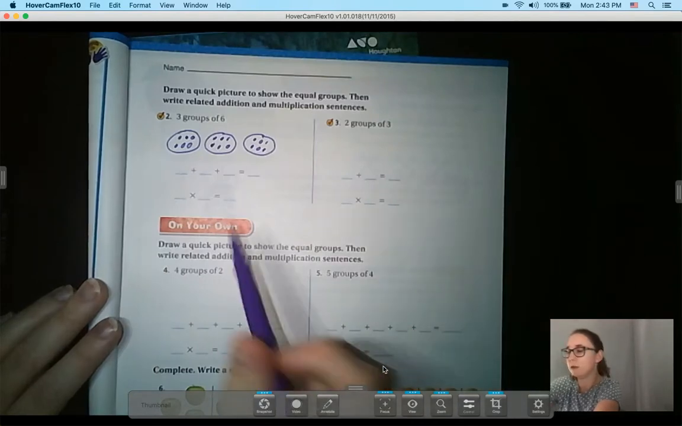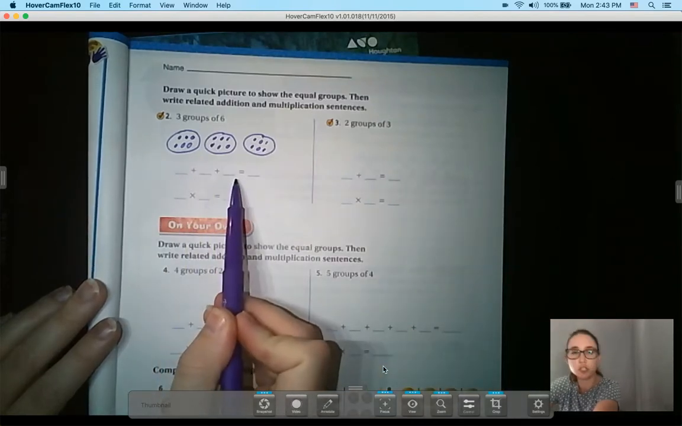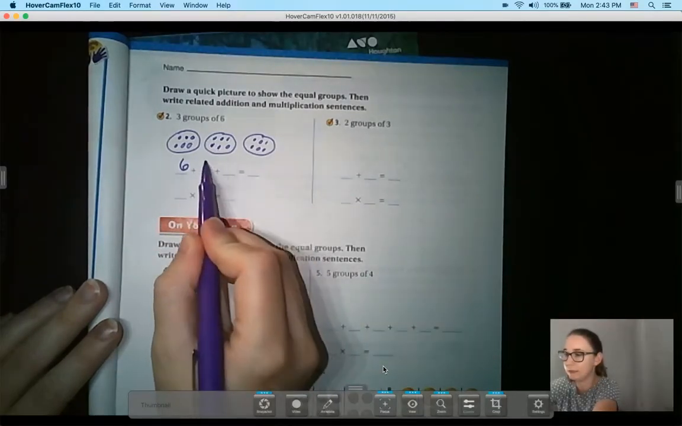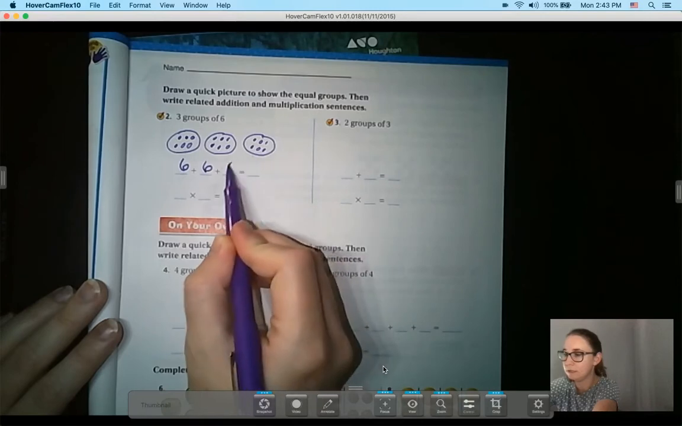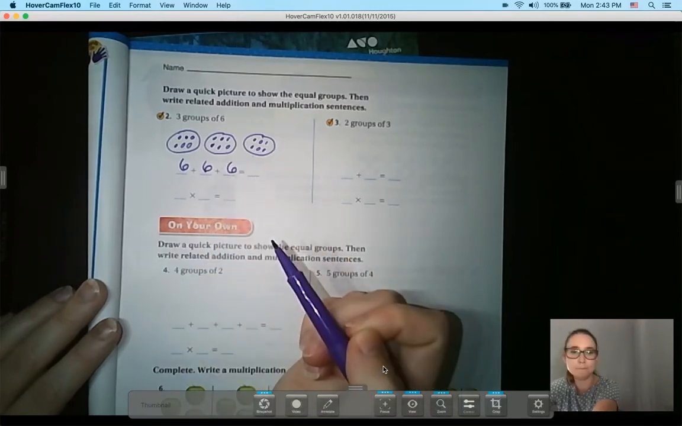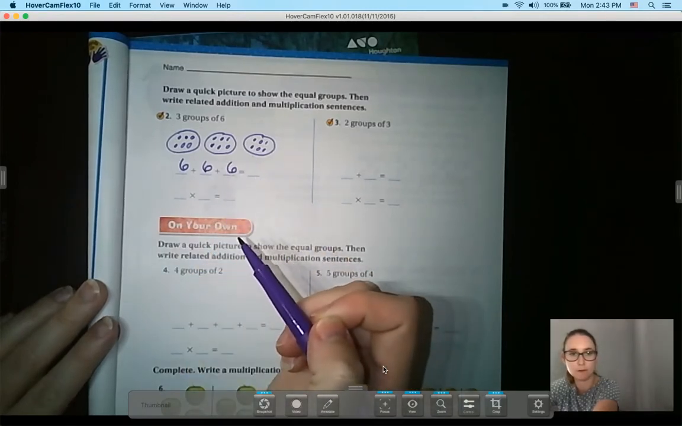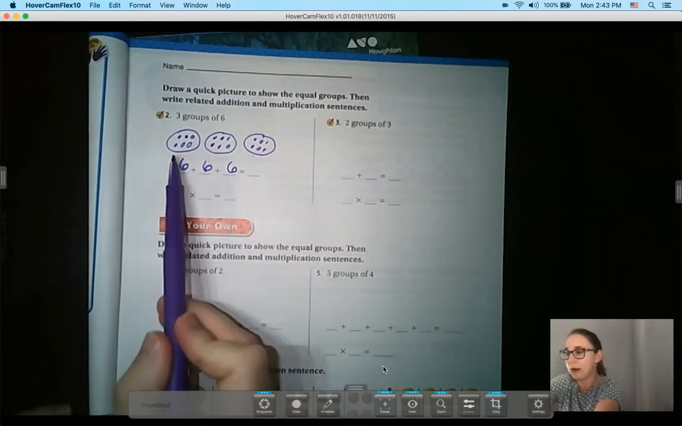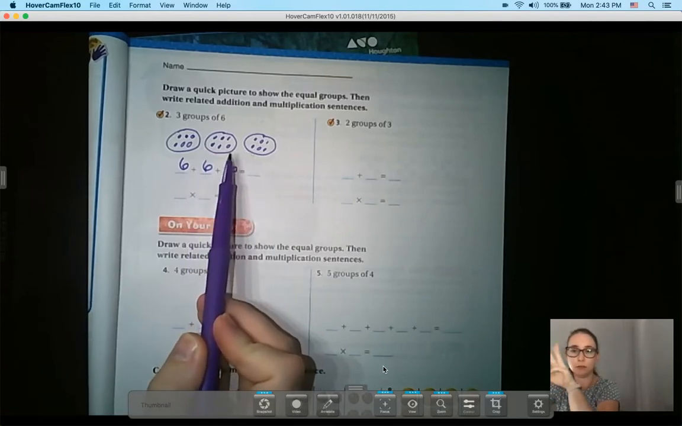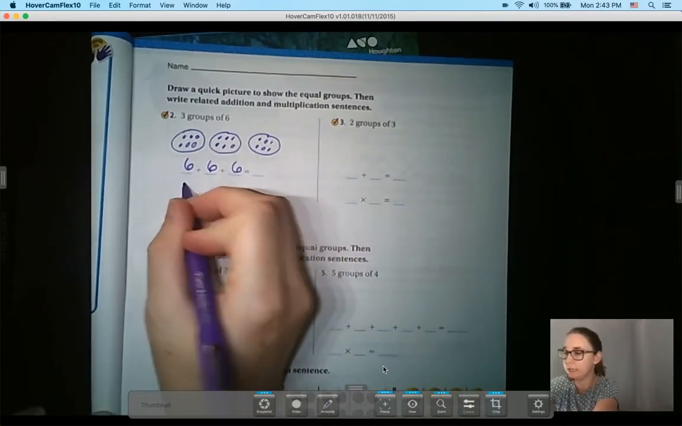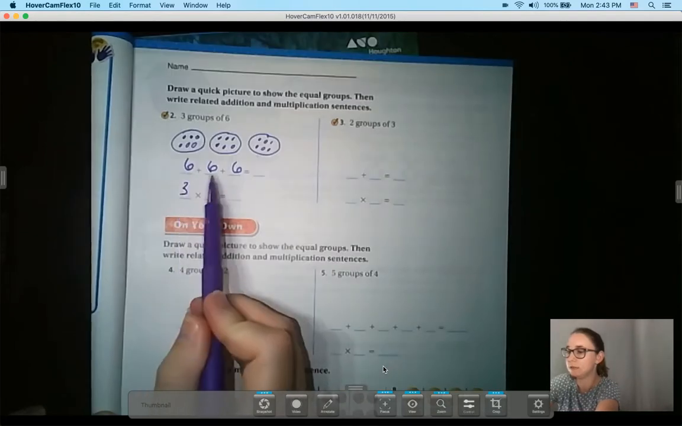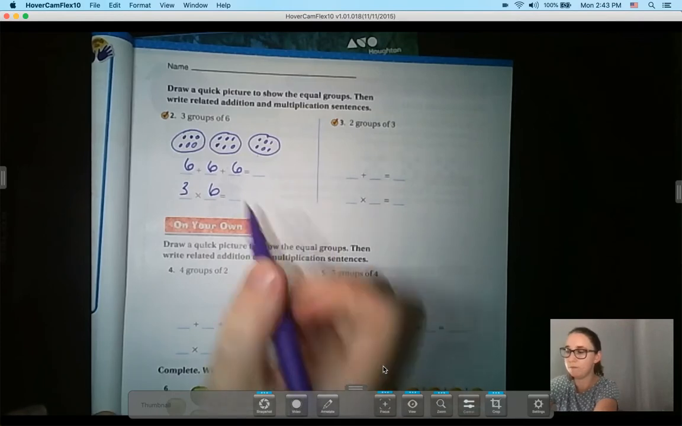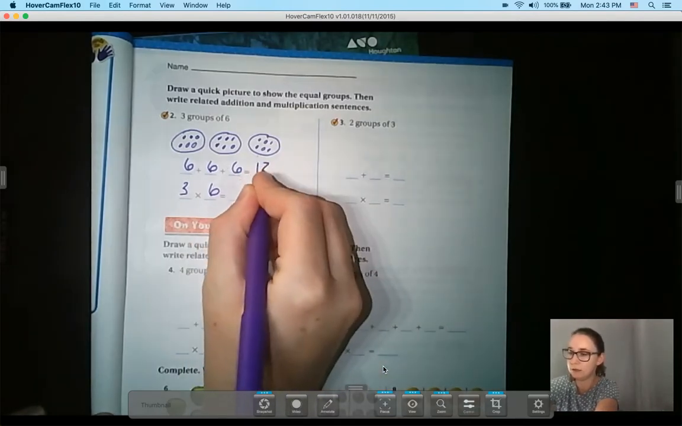Okay, so then when I write my addition, I can do 6 plus 6 plus 6. And what do I get? Go ahead and fill that out. Once you do that, see, how many groups did I have? I had 3 groups, so my 3 times 6 equals that same answer you got. The answer is 18.